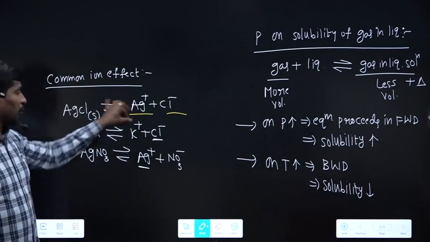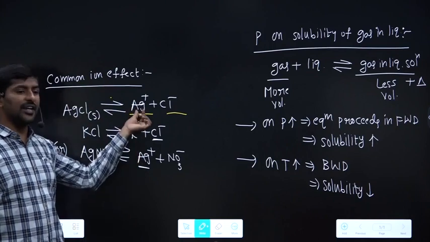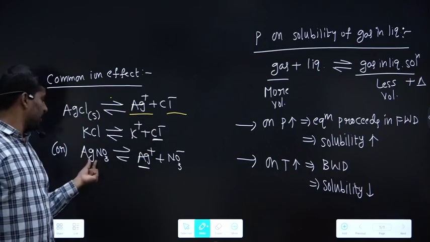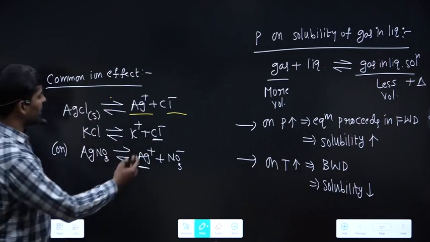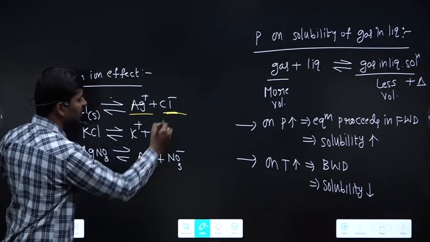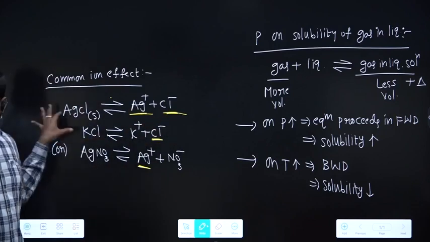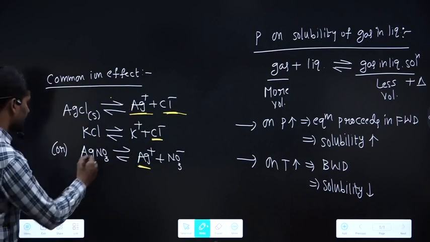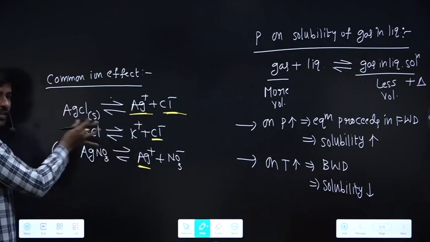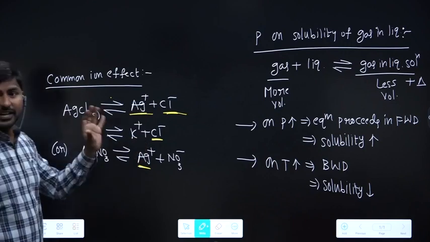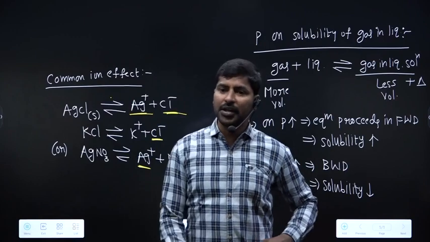Whenever to this equilibrium you add an electrolyte containing a common ion, that is either Ag plus or Cl minus, for example AgNO3 or KCl, then what happens? This equilibrium proceeds in which direction? Here we are increasing the concentration of products or reactants? Products. If concentration of products increases, equilibrium proceeds in the backward direction. That means solubility increases or decreases? Decreases. Already its solubility is low, still its solubility decreases.